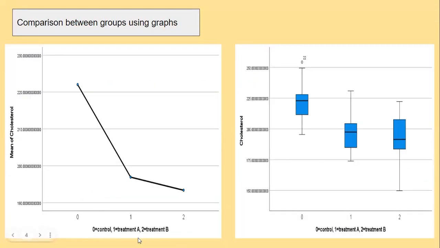And through this graph, we can see the control group, which is group 0, the cholesterol level went up very high. Then when compared to group 0, the cholesterol level dropped, and then it kept dropping a little bit further down in group 2. So from the descriptive to the graph, we can say treatment group 2 has the lowest cholesterol level. Then after that, group 1 comes on the second level, and the control group has the highest level of cholesterol.